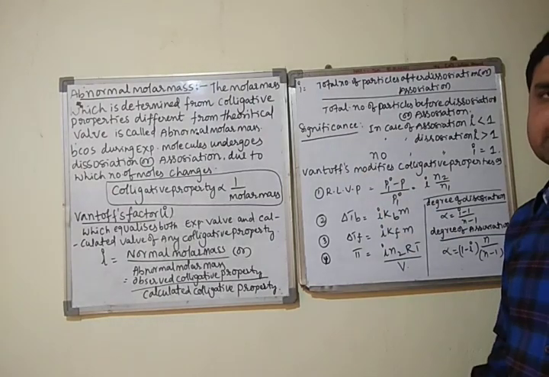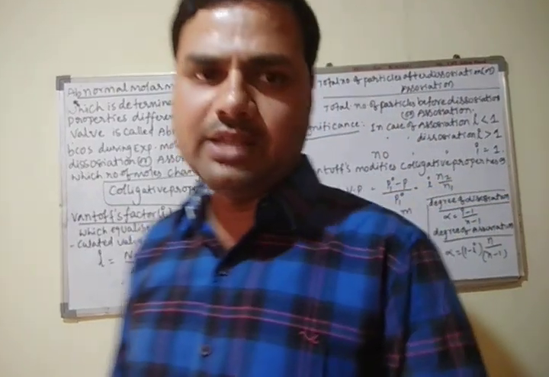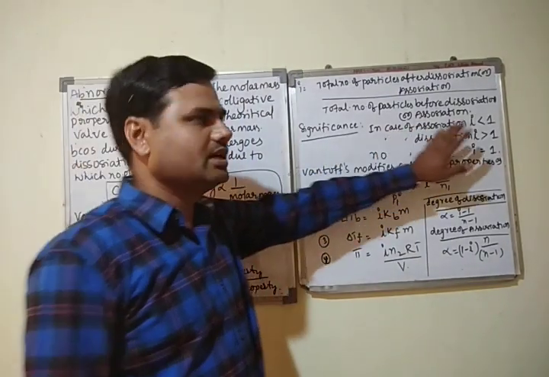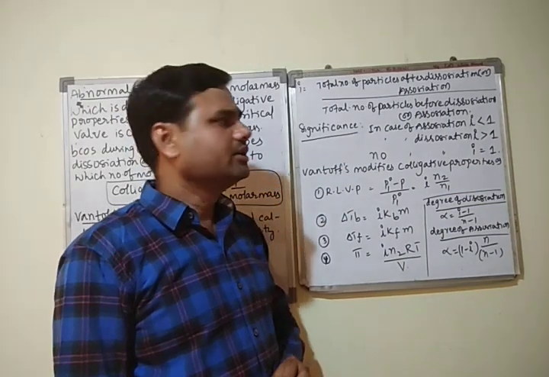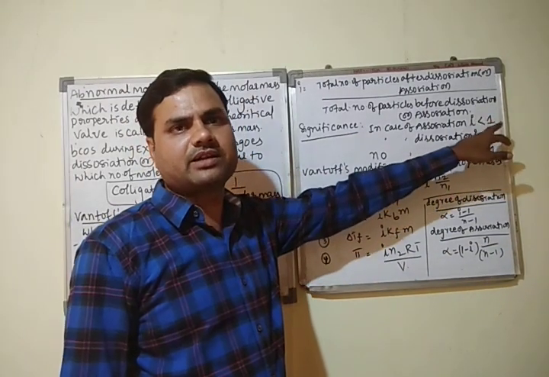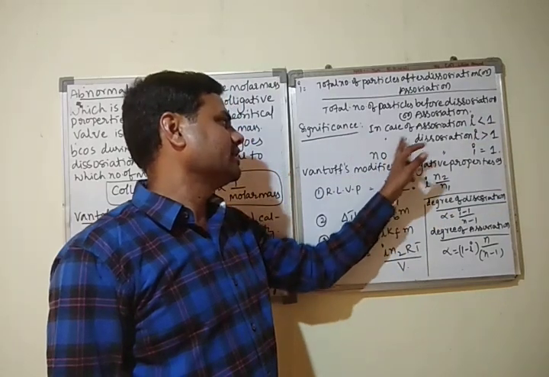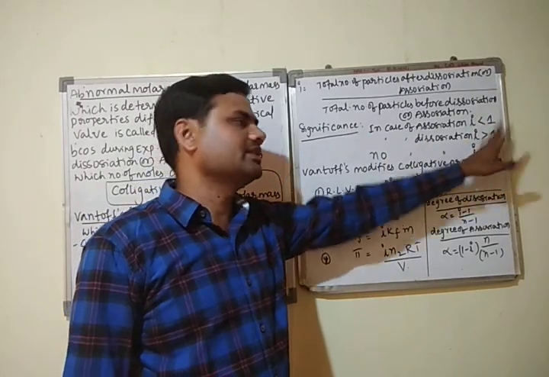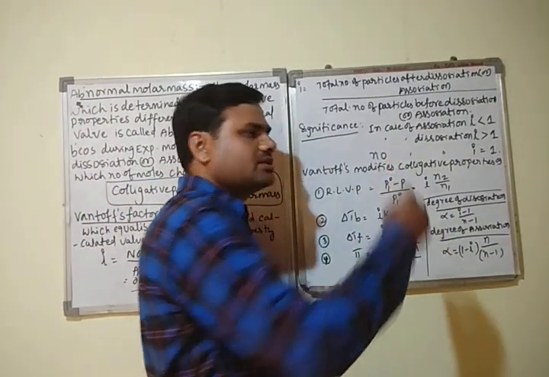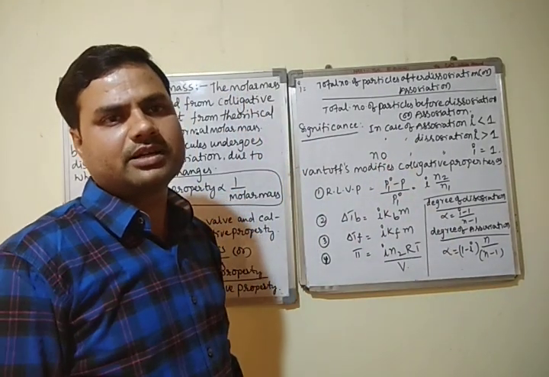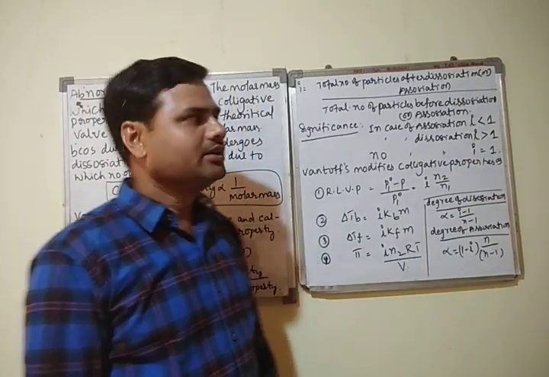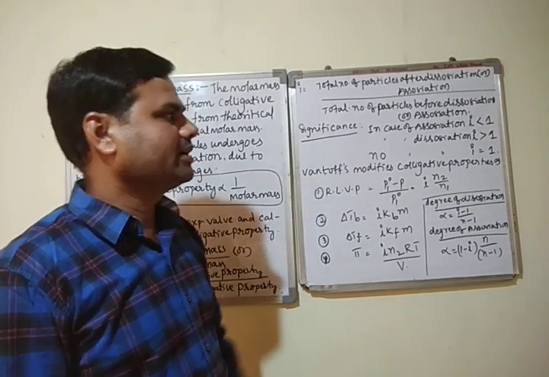And now, what is the significance of this Van't Hoff factor? Actually, why are we using this Van't Hoff factor? The main significance of this factor is, see, in case of association, you remember, always the I value is less than 1. And here in case of dissociation, the Van't Hoff factor is always what? Greater than 1. I value is greater than 1. If the particle does not undergo association or dissociation, then the I value is exactly equal to what? 1. This is the main significance of the Van't Hoff factor.